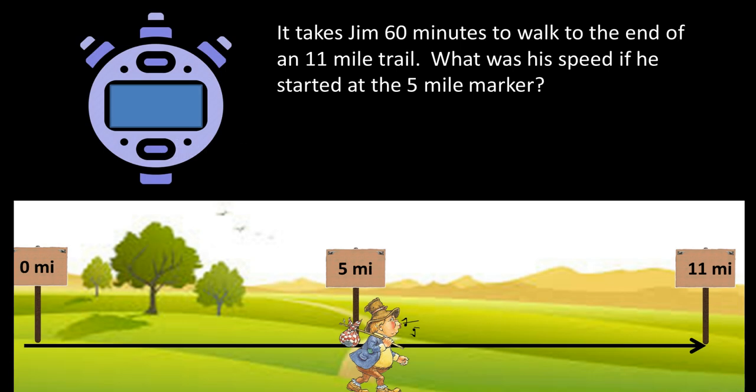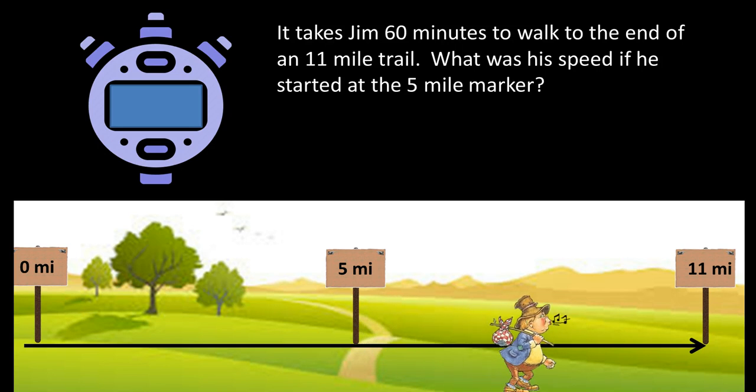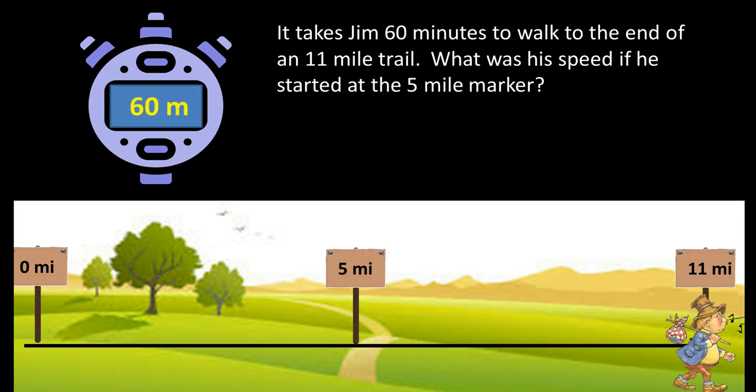For instance, our example here is a word problem. The word problem states, it takes Jim 60 minutes to walk to the end of an 11-mile trail. What is his speed if he started at the 5-mile marker? So you see our friend Jim down there, and he's going to walk from the 5-mile marker to the 11-mile marker, and he's finished the trail. But keep in mind, he didn't start from the beginning of the trail. He started from the middle there where that road is.